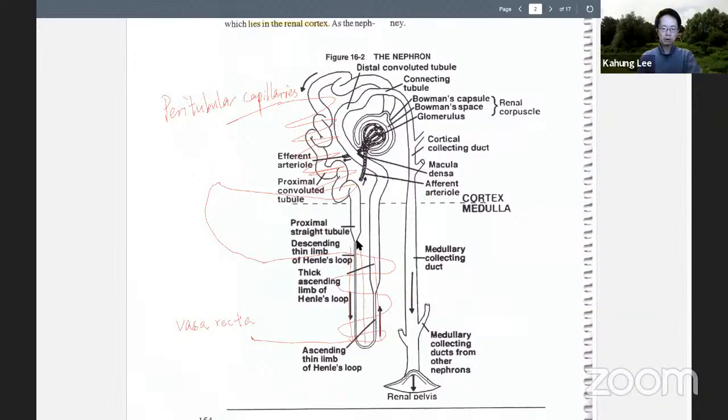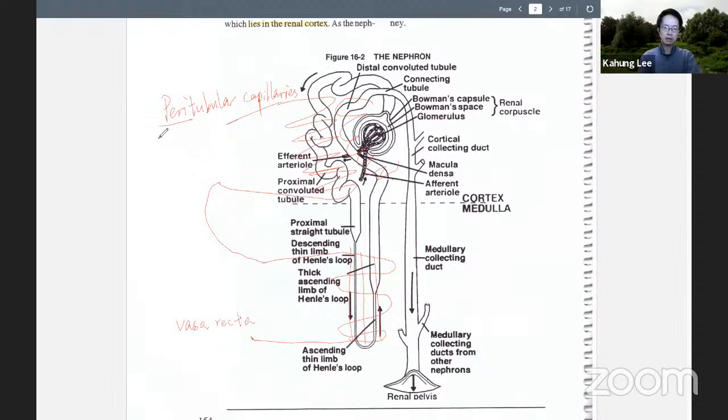As I told you, the positive pressure created by this change of diameter in the loop of Henle will favor absorption, meaning that the filtrate will go from the loop of Henle back to the blood vessels. And then the ascending limb here, and then after this you have the distal convoluted tubule. Again, the distal convoluted tubule, we will also have blood vessels surrounding it, and the blood vessels surrounding the distal convoluted tubule are also called peritubular capillary.